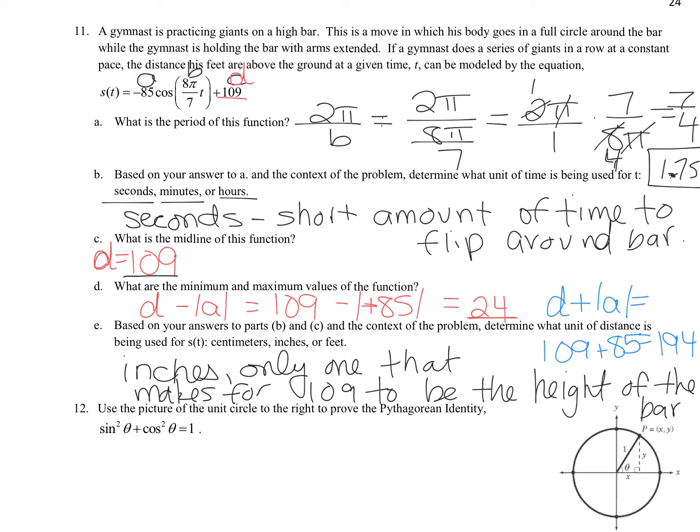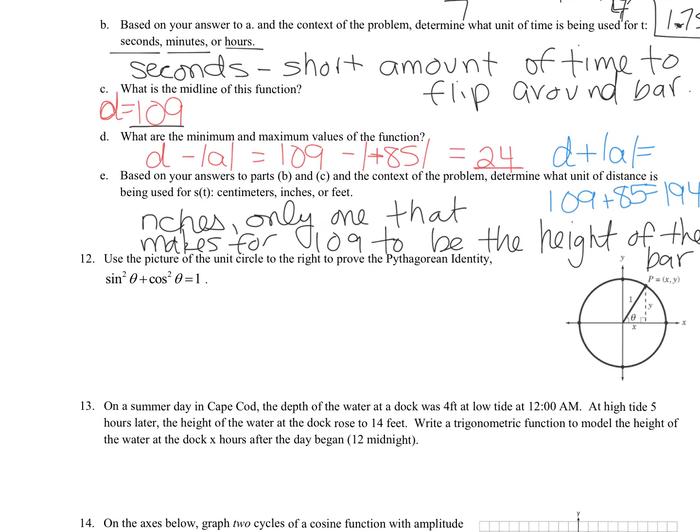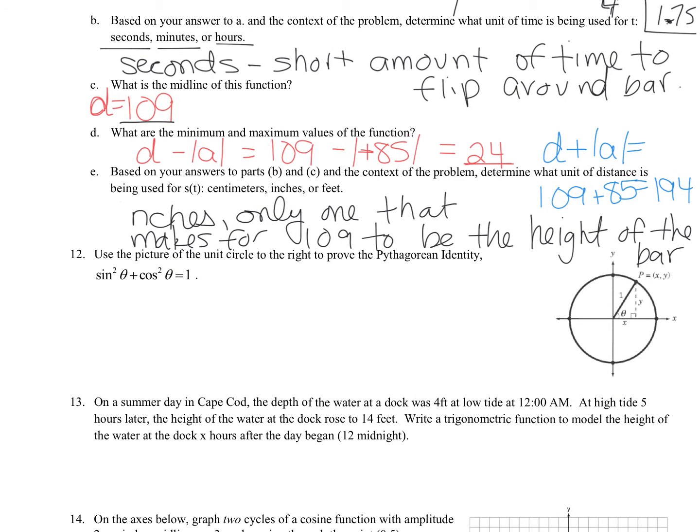So our next one has to do with our Pythagorean identity. We're going to use the picture of the unit circle to the right to prove the Pythagorean identity, and we actually already have it labeled. So when we were doing this in class, our step 1 was to draw the picture. That's already done for us. Our step 2 was to write down the Pythagorean theorem from this triangle. So that's x squared plus y squared equals 1.